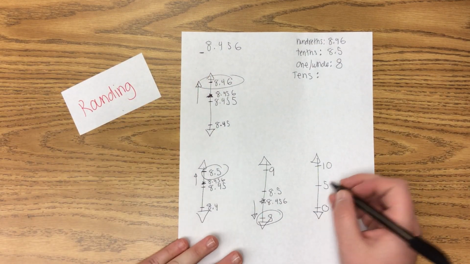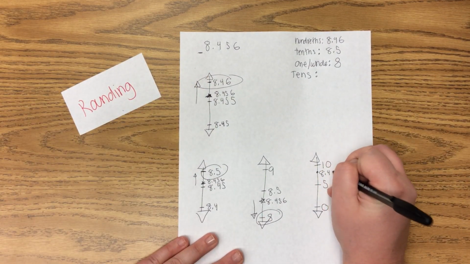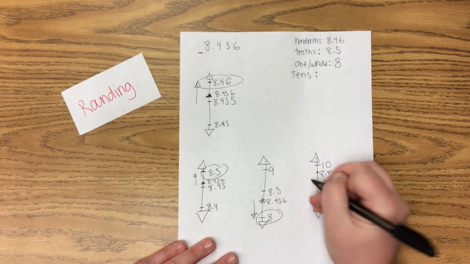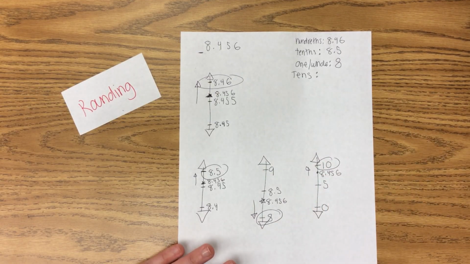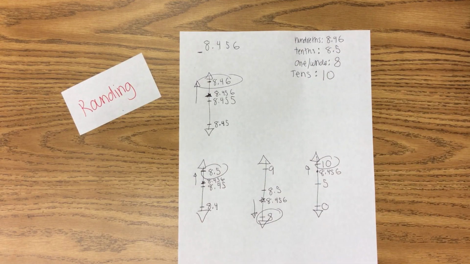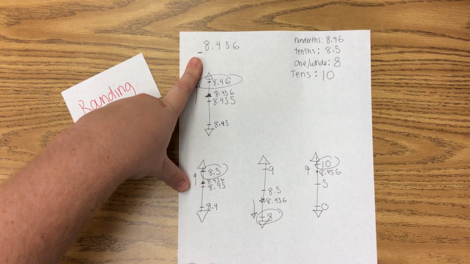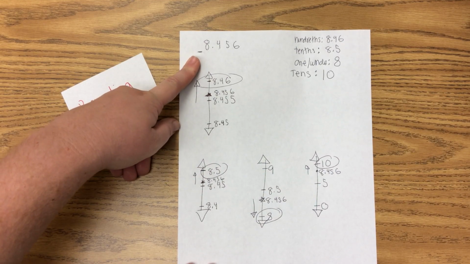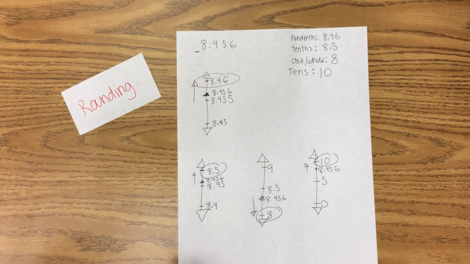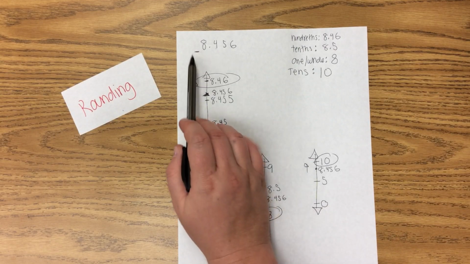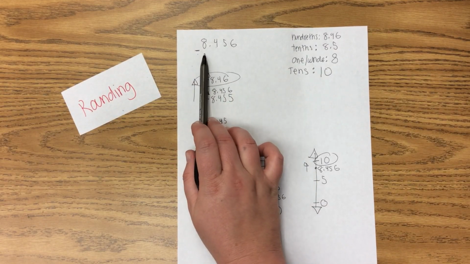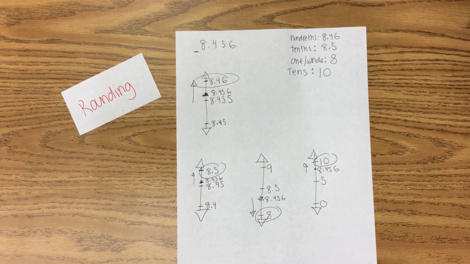8.456 is above 5. So I'm going to round up to 10. Rounding to the nearest tens would give us 10. So that's a little tricky because you have a 0 here on the bottom, because I don't actually have a number here in my tens place. Remember, to find your bottom number, you look at the place of your actual number, what digit is there, and because there's nothing there, that's why it became 0.